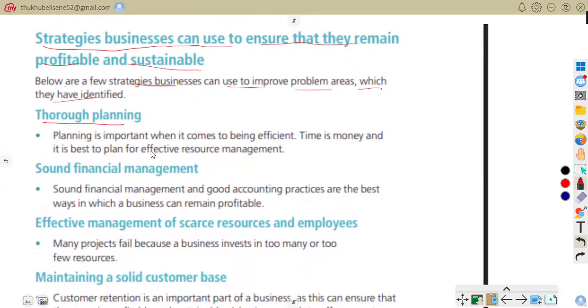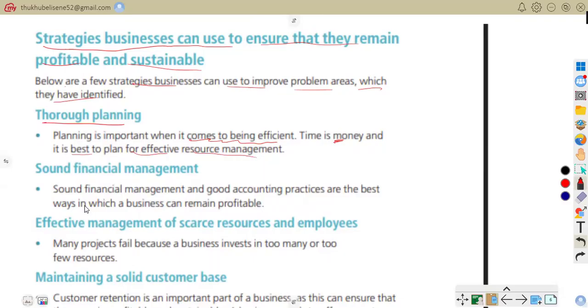So when you talk about planning, as it says, planning is important when it comes to being efficient. Time is money, and it is best to plan for effective resource management. Planning helps a business use its time, money, and resources efficiently. We know time is money, like it has been said there. Good planning prevents waste and helps the business achieve its goals.